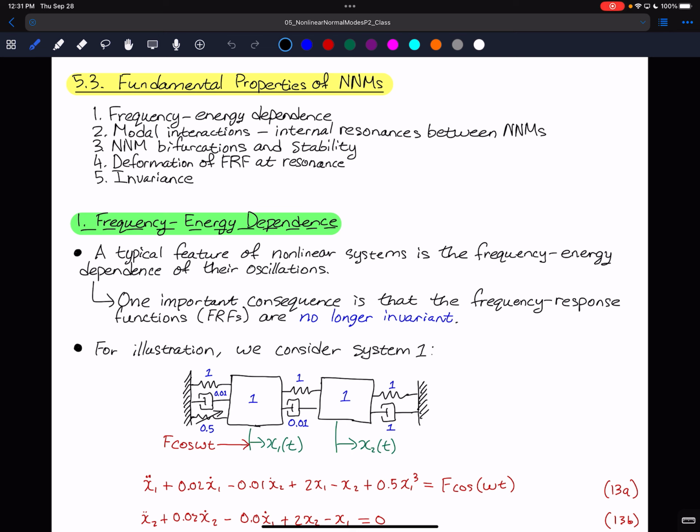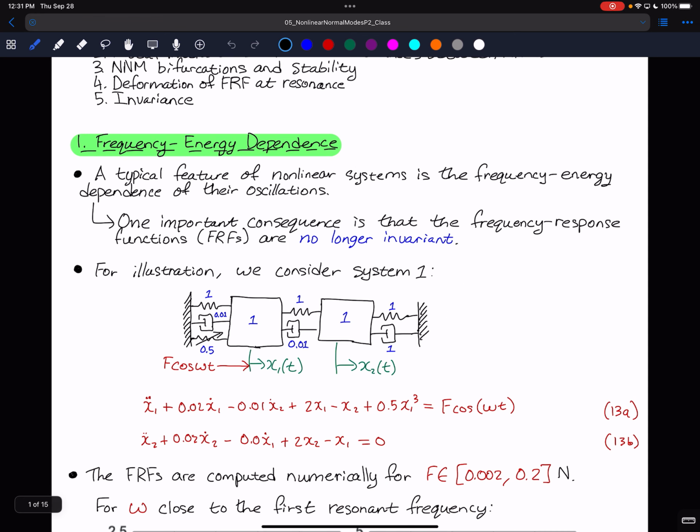Okay, so like I mentioned before, we are continuing our discussion of the fundamental properties of nonlinear normal modes. Last time we looked at just this 2-degree freedom system shown here. We are going to look at that system quite a lot throughout the rest of these notes. And towards the end, we'll look at a couple different systems as well.